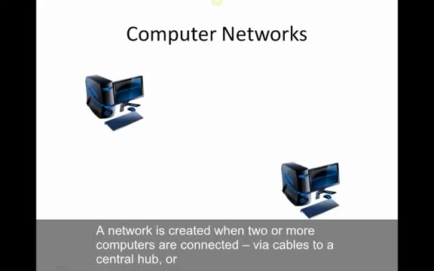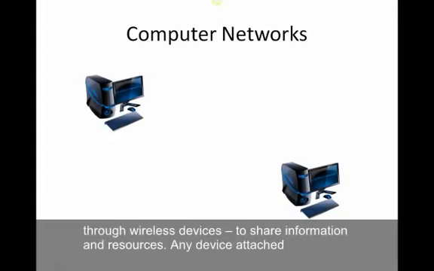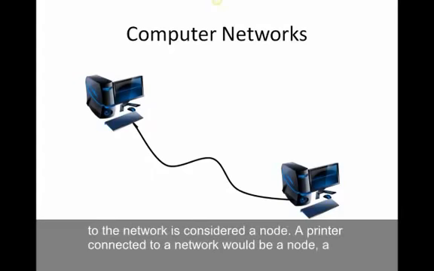Computer networks. That's the topic of this short video tutorial, and we're just going to be talking briefly about the types of networks and the types of connectivity that are available. A network is created whenever two or more computers are connected. They would be connected using cables or through a wireless device, and the purpose is to share information and resources.